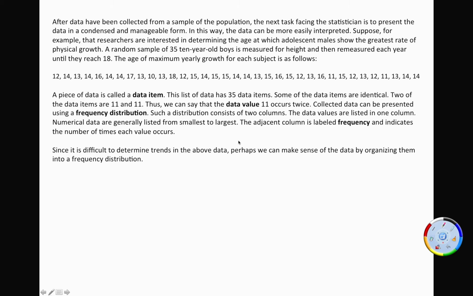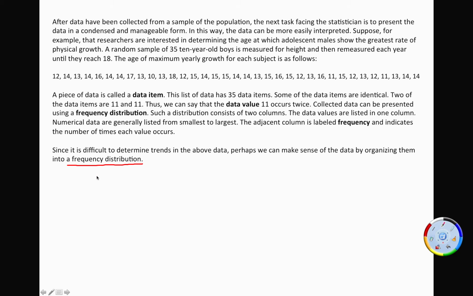Collected data can be presented using a frequency distribution. Such a distribution consists of 2 columns. The data values are listed in one column. Numerical data are generally listed from smallest to largest, and then the adjacent column is labeled frequency and indicates the number of times each value occurs. Since it's difficult to determine trends in the above data, perhaps we can make sense of the data by organizing them into a frequency distribution.